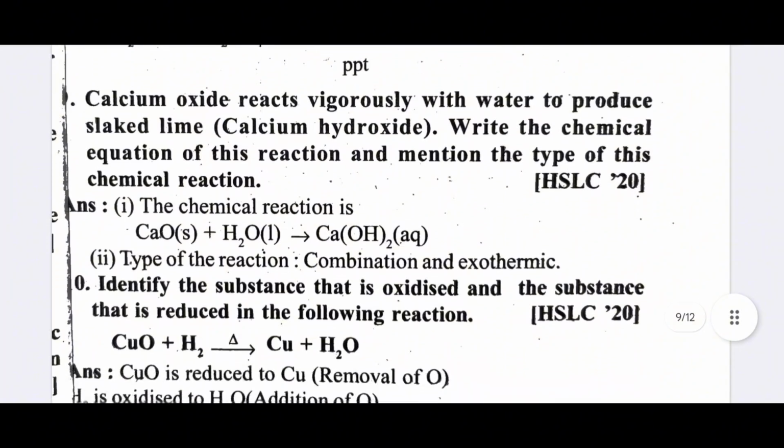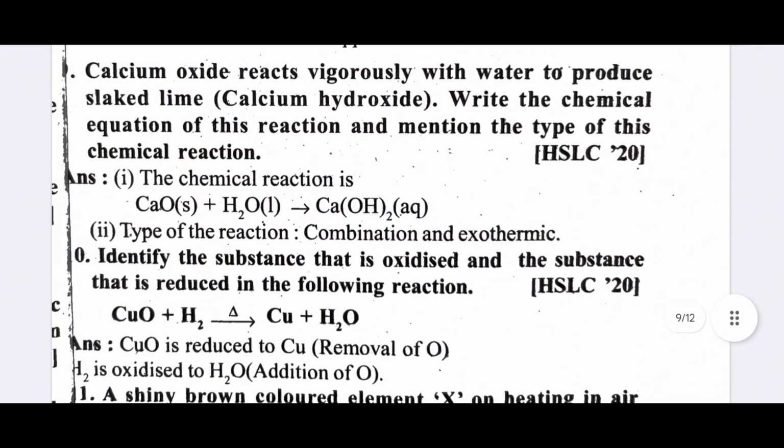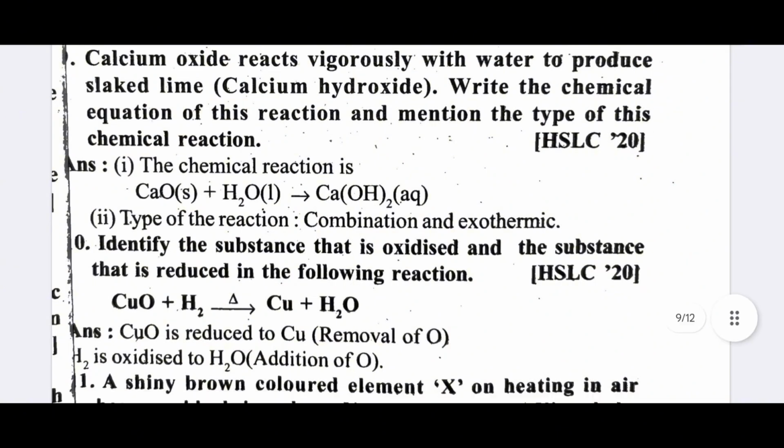Identify the substance oxidized and the substance reduced. Copper oxide plus H2, heat, gives copper plus H2O. Copper oxide is reduced to copper. Hydrogen is oxidized to H2O by addition of oxygen and removal of hydrogen.